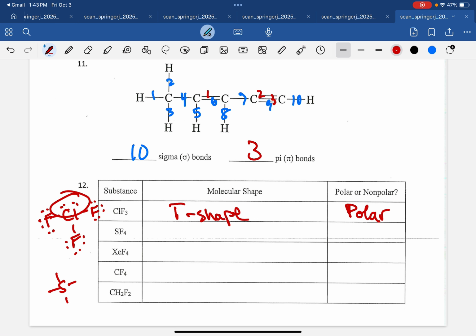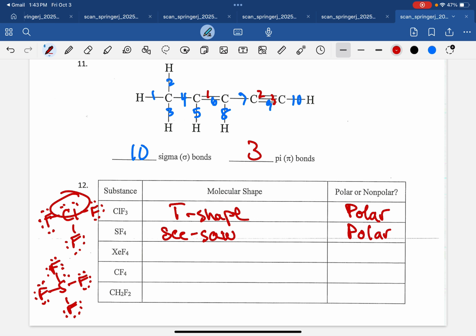SF4. I've seen this one before. So far we've got 8 times 4, 32. There are actually 34 valence electrons for this one. So we need another pair. That makes this a seesaw shaped. Did you get everything you needed then? Perfect. Thank you. Seesaw is the shape, and again, not all of the dipoles are canceling, so it is polar also.